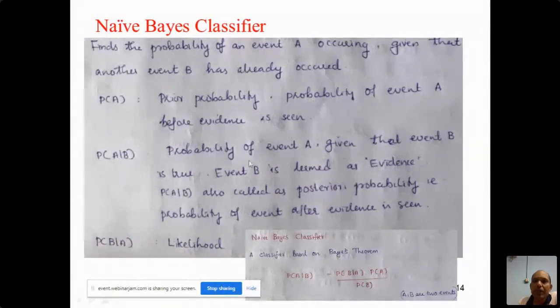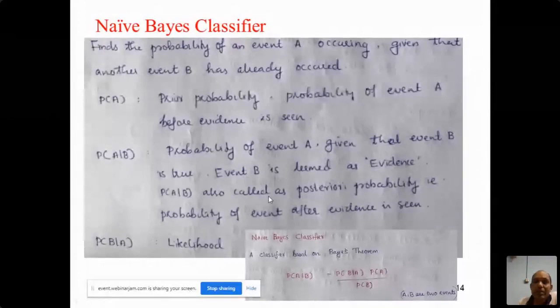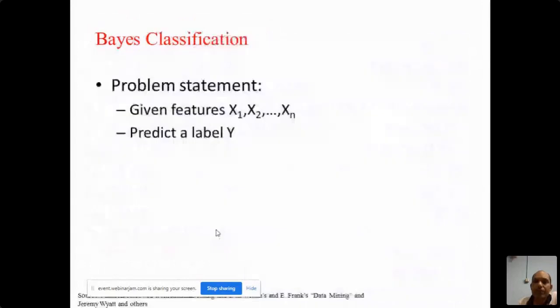So the probability of event A given that event B is true, this P(A|B), is also called the posteriori probability, that is, the probability of the event after the evidence is seen. Then P(B|A), the probability of B given A, is the likelihood.